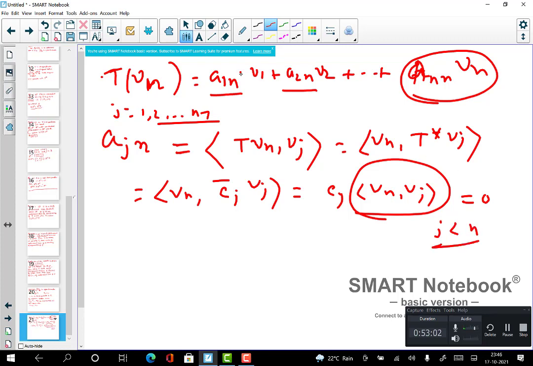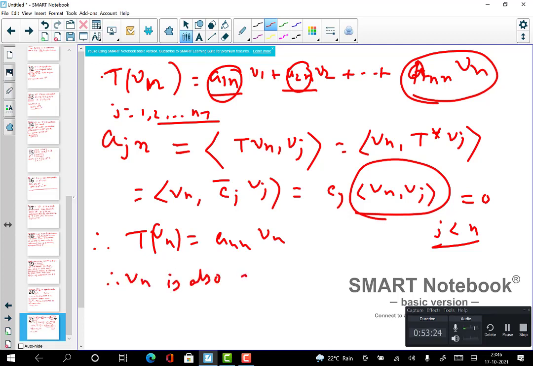So what does that mean? That means a1n and so on, till a(n minus 1)n, all vanish. So you'll have T of vn, the nth vector, equal to ann into vn. What does that mean? That means vn is also an eigenvector of T, and this is the proof.